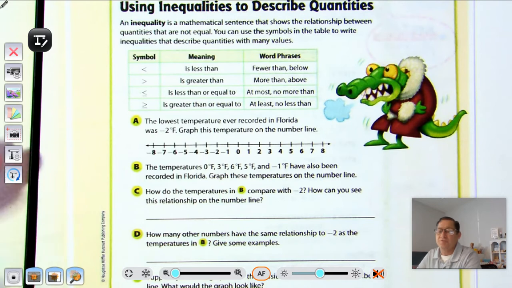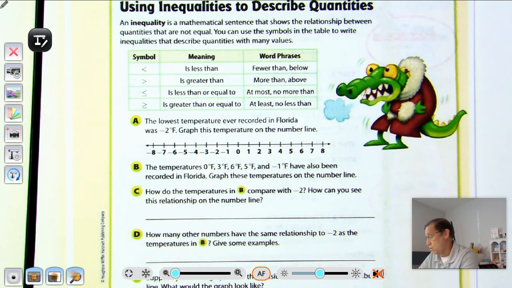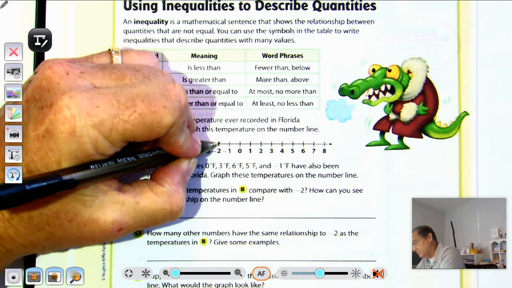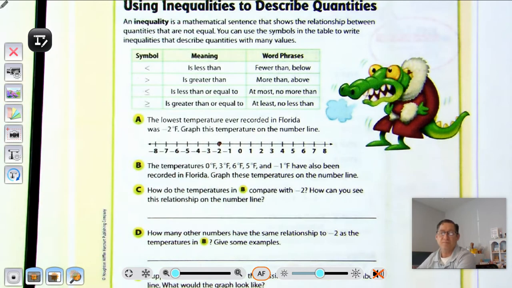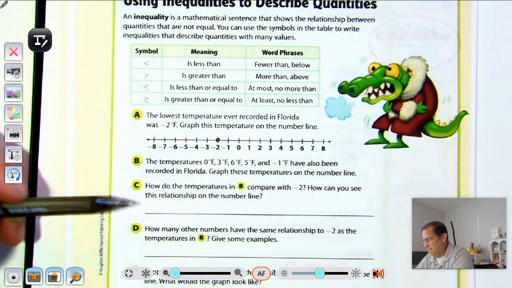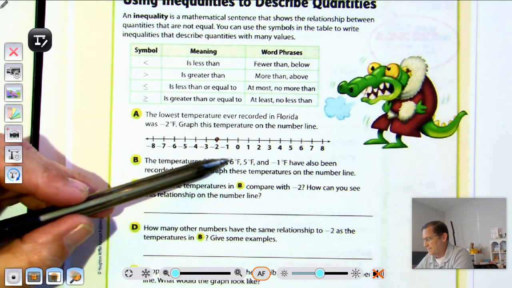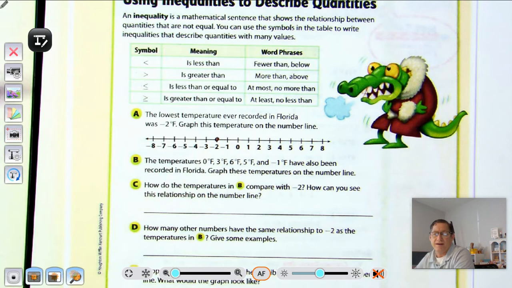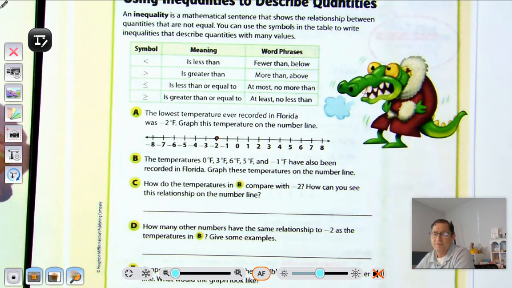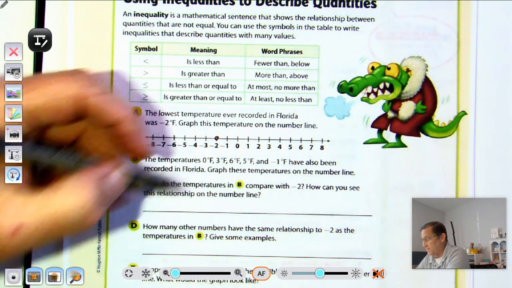So the lowest temperature ever recorded in Florida was -2 degrees Fahrenheit. So they want us to graph this temperature on the number line. All right, well, -2 is right here, right? All the negative numbers are to the left of 0. And in B, the temperatures 0, 3, 6, 5, and -1 degrees Fahrenheit have also been recorded. And so we have to graph those. All right, well, let's just find those on the number line.